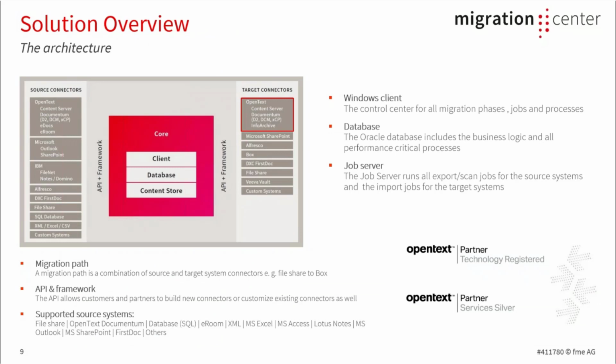Okay, let's talk a little bit about the overview, or the architecture, of Migration Center. Migration Center mainly consists of three main modules. You will see that later on in the demo as well. First of all, we have a Windows client. This will be replaced by the end of this year with the web client, but at the moment it's still a Windows client, which is the control center for all your migration phases, jobs, processes, and activities. There's just one client needed, no scripting, and no complex XML files are needed to configure your migration process.